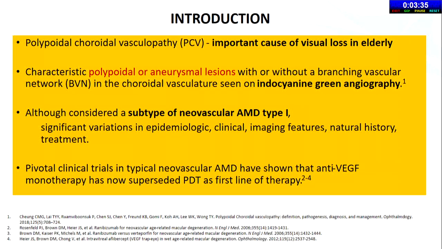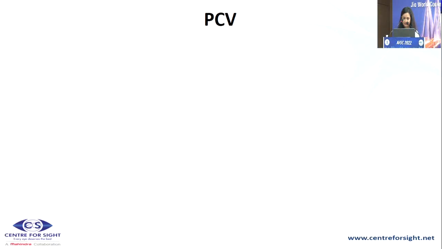So as we all know, PCV is an important cause of visual loss in the elderly and is characterized by polypoidal or aneurysmal lesions with or without a branching vascular network. It was considered a subtype of neovascular AMD at first. However, now we know that there are significant variations.